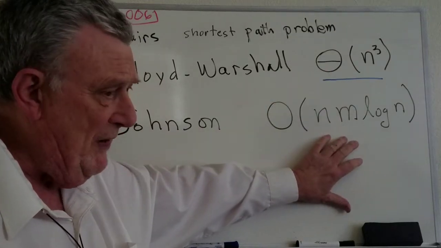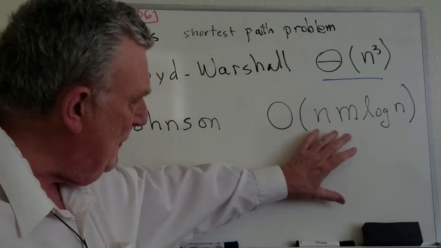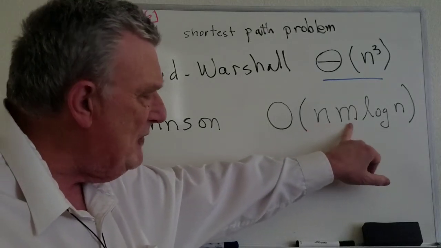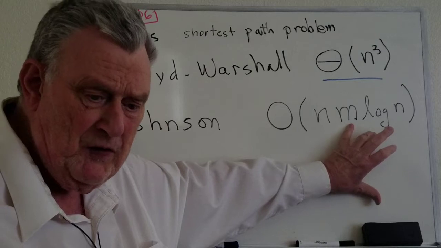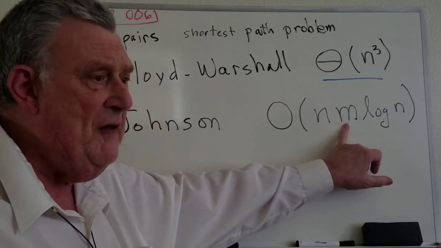However, most graphs in real life are sparse. And so it's typical that Johnson's algorithm would take less time than the Floyd-Warshall because m would typically be less than n over log n.